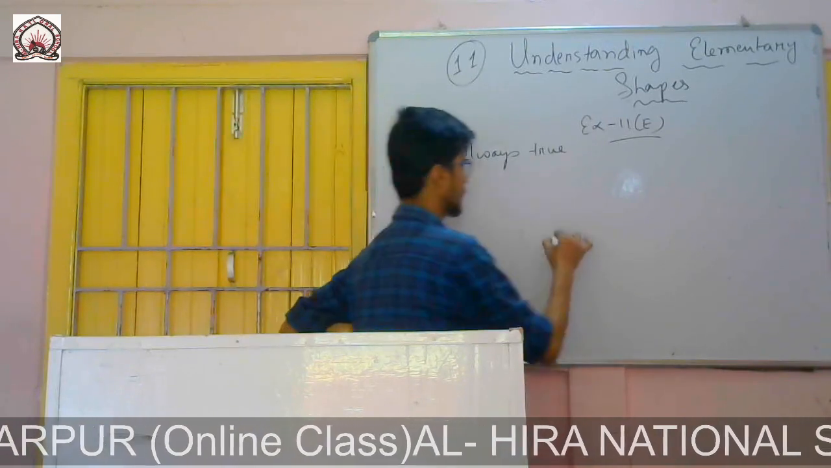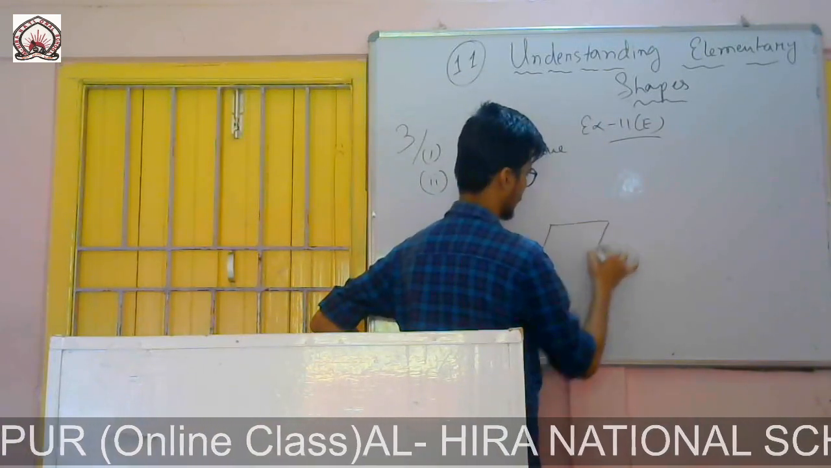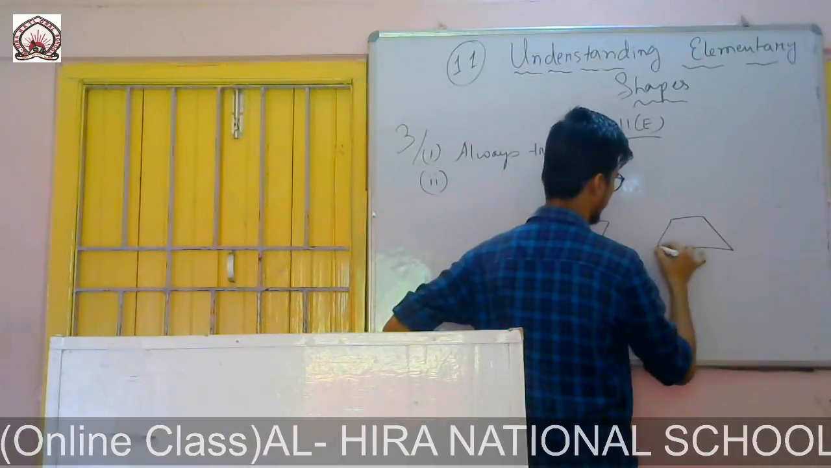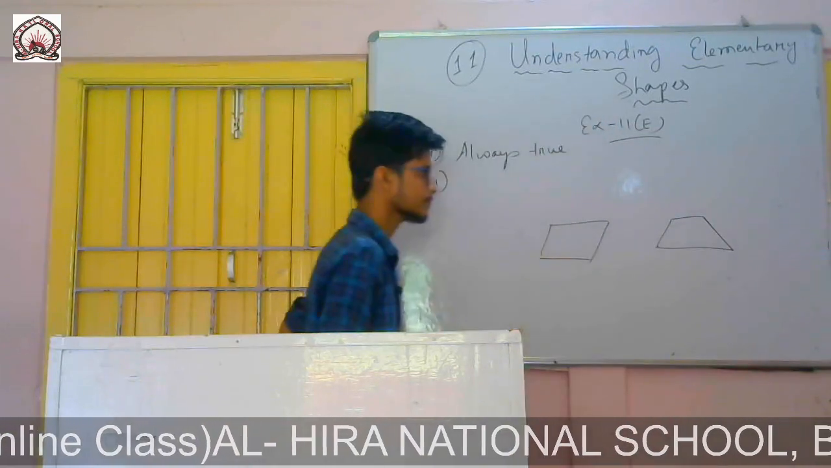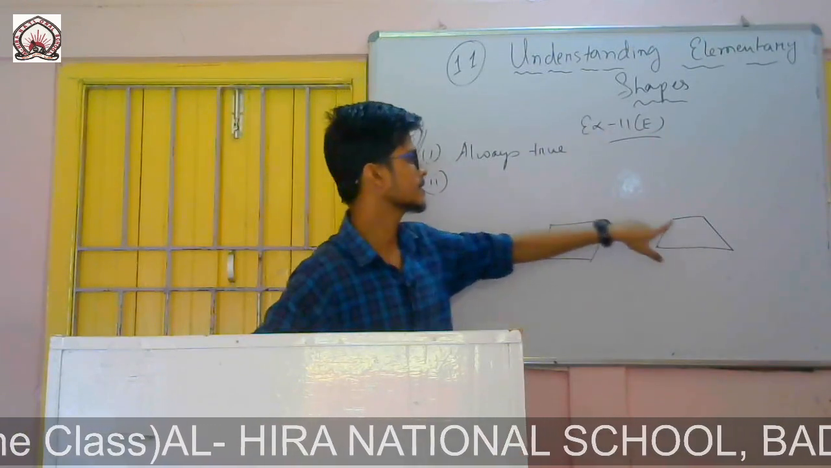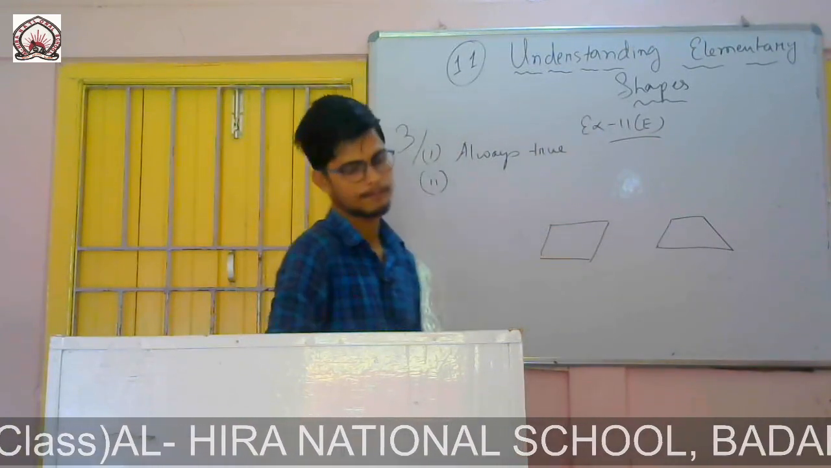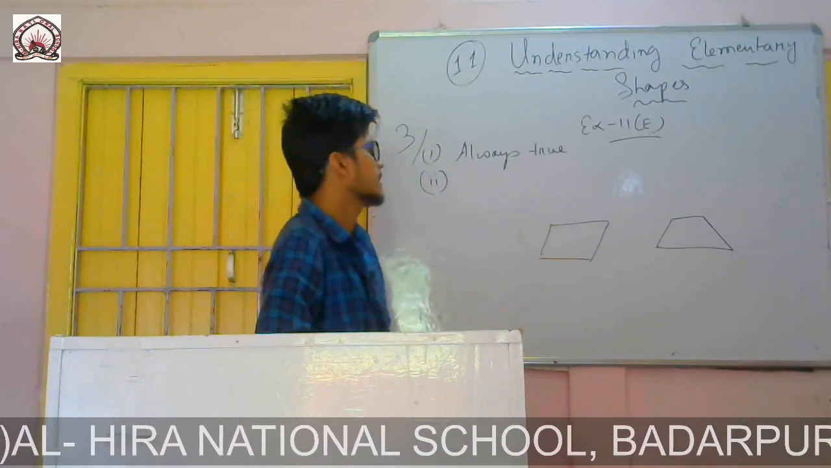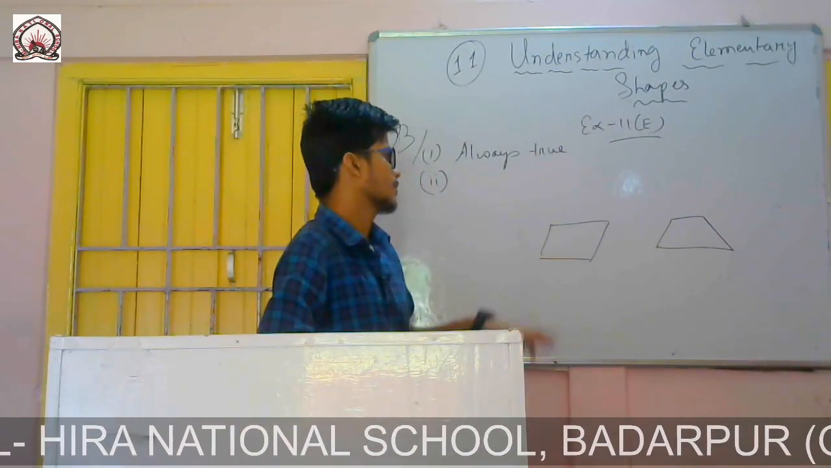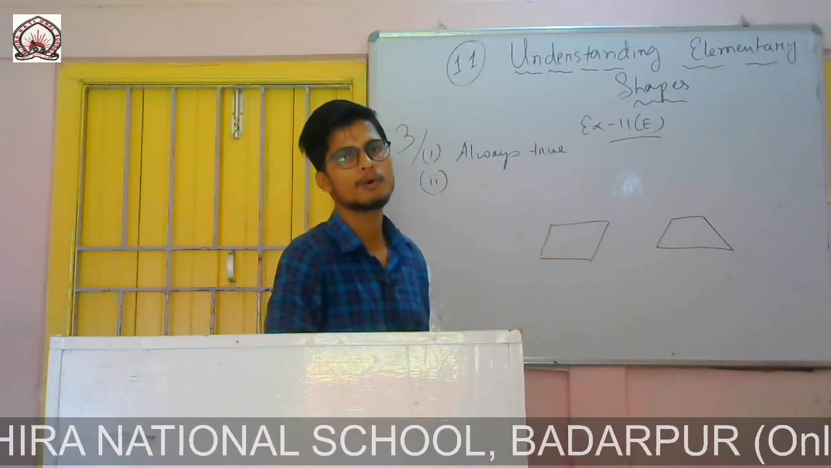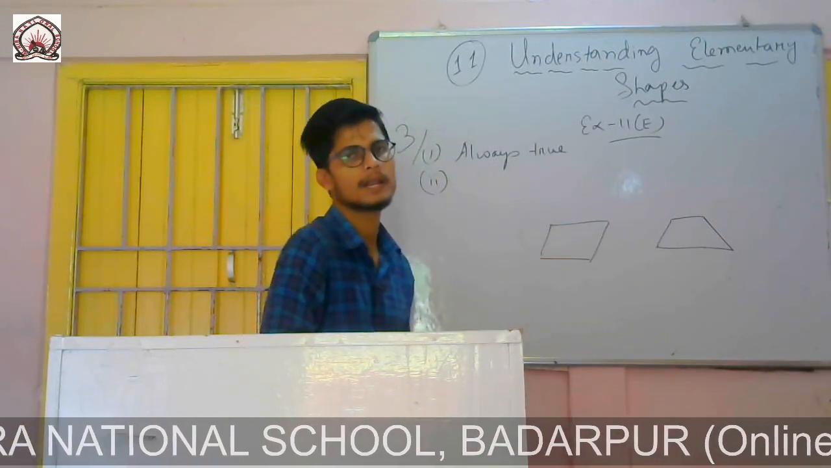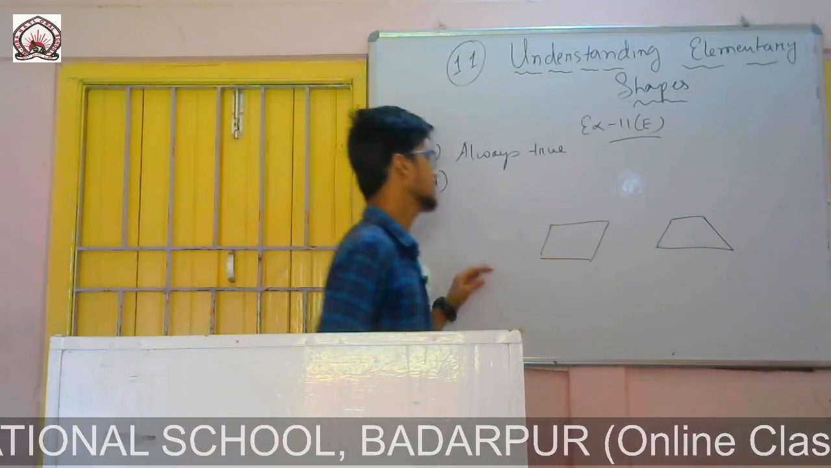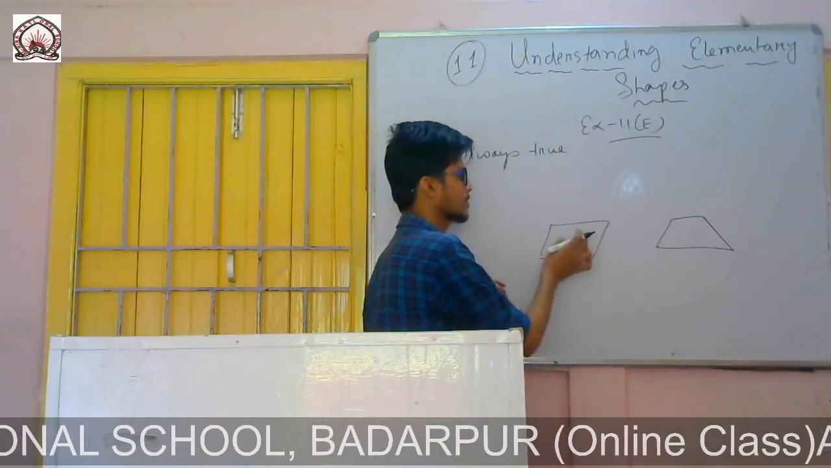So this is a parallelogram and this is a trapezium. A parallelogram is a trapezium. Sometimes we can say it as a trapezium, because to be a trapezium only two sides should be parallel to one another. So this criteria is fulfilled by this parallelogram.